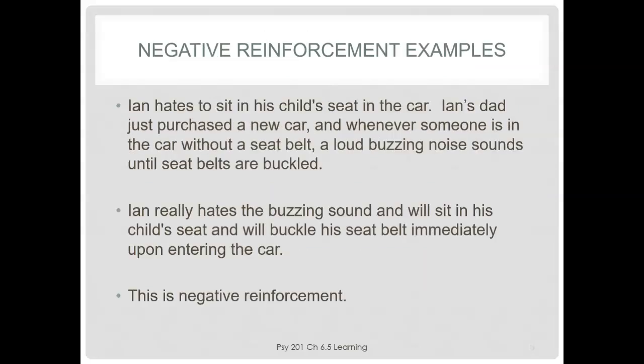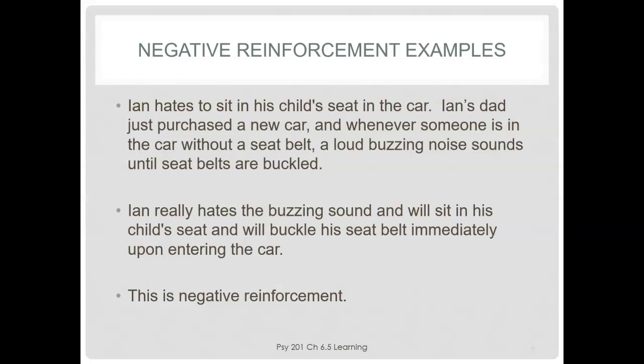So some examples. Ian hates to sit in his child's seat in the car. Ian's dad just purchased a new car, and whenever someone is in the car without a seatbelt, a loud buzzing noise sounds until seatbelts are buckled. Ian really hates the buzzing sound and will sit in his child seat and buckle his seatbelt immediately upon entering the car. That's an example of negative reinforcement. Ian hates his car seat, but he hates that buzzing sound even more.